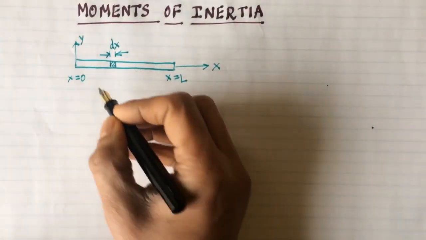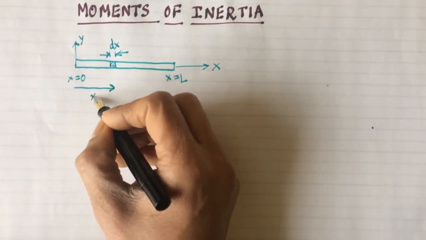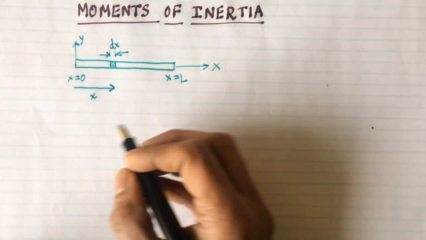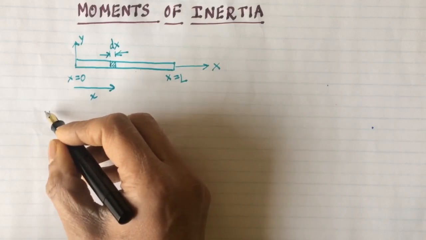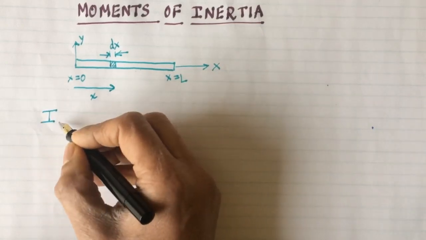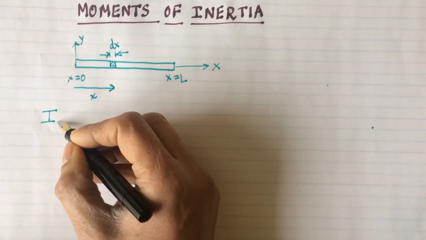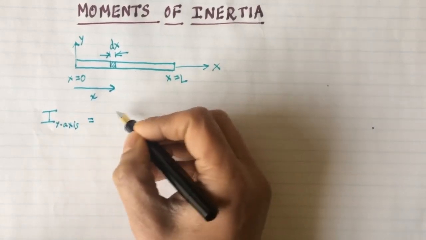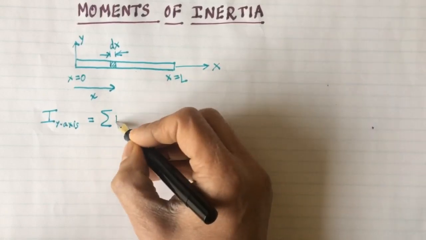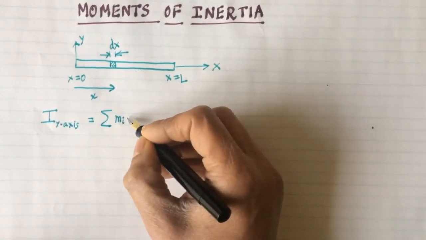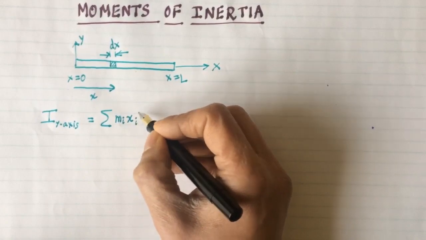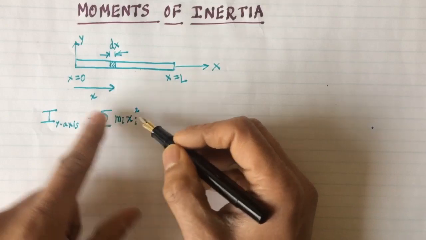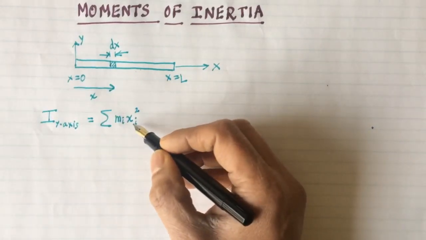Let's call this mass element dx, and it's placed some distance x from the left end. The normal definition of moment of inertia, which I'll call I about the y-axis, would be the sum over all the mass points m_i at some distance x_i squared. Now it's x because of the variable. It could be any other variable.